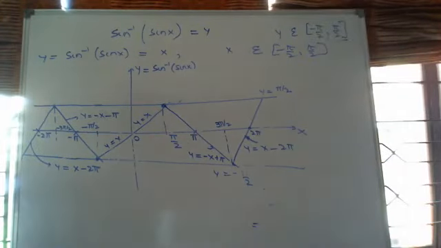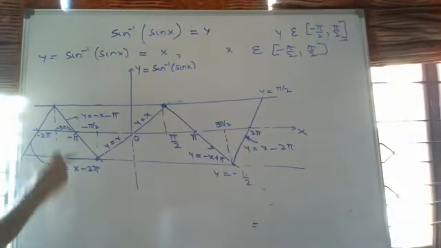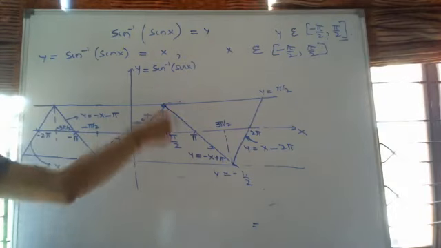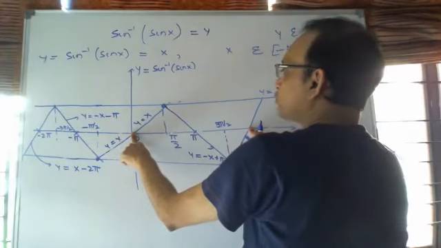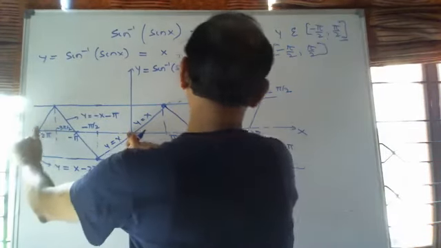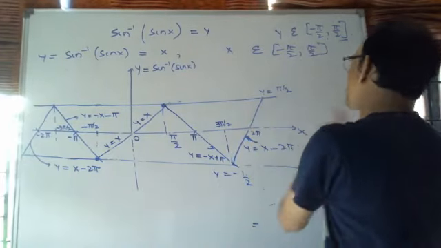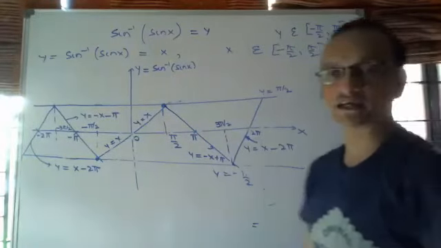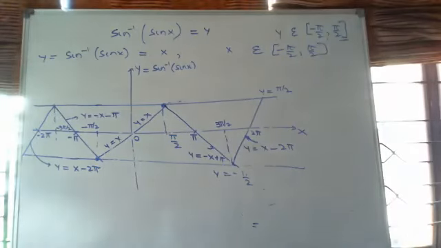The slopes go +1, -1, +1, -1, and it's an odd function. Sin inverse sin x is an odd function, and its periodicity is 2 pi. As it is in 0 to 2 pi, exactly the same will be in -2 pi to 0, the same in 2 pi to 4 pi, and 4 pi to 6 pi. This is its periodic behaviour. This is the graph of sin inverse sin x. Got it?